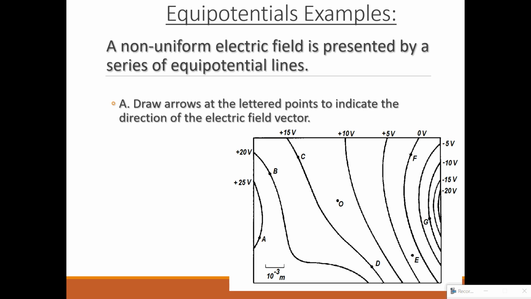So let's do a couple of examples on equipotentials. The first one, you can see that we have a map here. This map is showing equipotential lines. It starts all the way at the left at positive 25 volts. All the way at the right, you get down to a negative 20 volts. And there's a series of points in here, A through G, that show different positions of interest to us. The first thing they want us to do is to draw some arrows showing the vector direction of the electric field at each of these points.